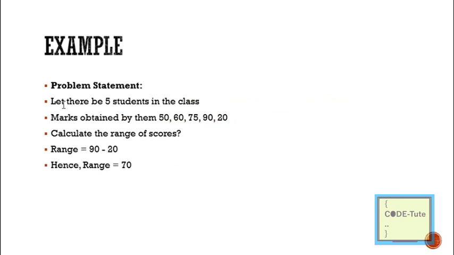For example, if there are 5 students in a class, and these are the marks obtained by them, and you want to calculate the range of the scores, then what you have to do is take the highest score and the lowest score and just subtract the lowest score from the highest score, and this is the range. Okay, so you will come to know the major difference between the topper and the student who has obtained the lowest score. So this is the major difference.